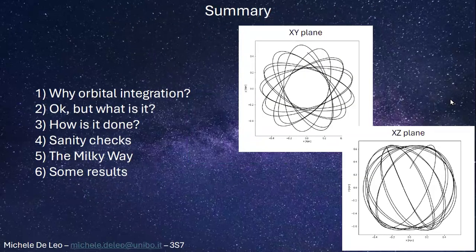So this is the summary of the talk that I will give, and I will have a bit of a random image at the start because it's difficult to select images that represent orbit integration, because it's just orbits. I mean, so there you go, orbits. But I will try to explain why orbital integration is important, what it is and how it is done, what sanity checks we can do to be sure that we are doing it right, and then discuss my work, both recent, current, and future.